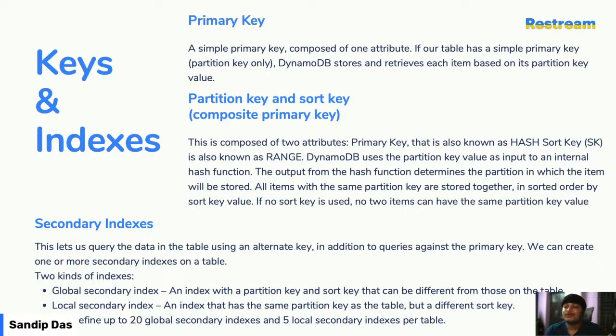Now, DynamoDB uses the partition key value as input to an internal hash function, and the output from the hash function determines the partition in which the item will be stored. Now, this is just the definition. I will explain it in a simpler way. Don't get scared by the definition. All items with the same partition key are stored together in sorted order by the sort key value. If no sort key is used, no two items can have the same partition key value.